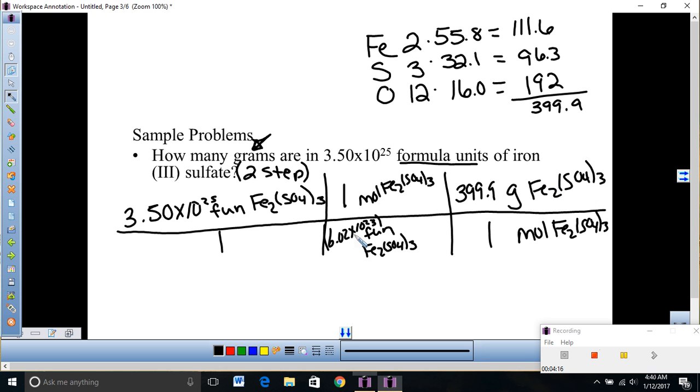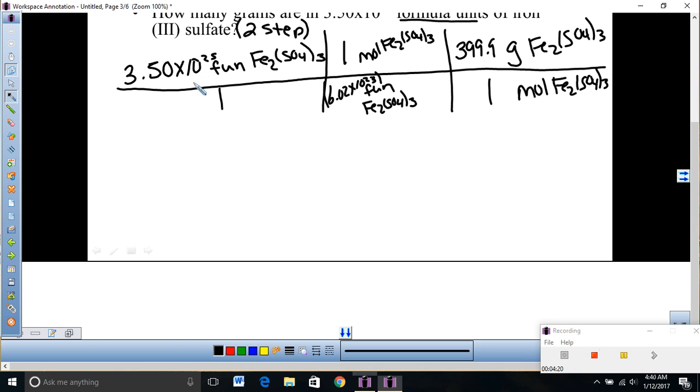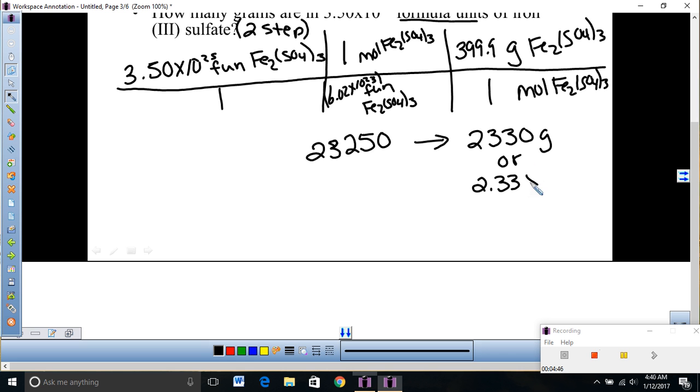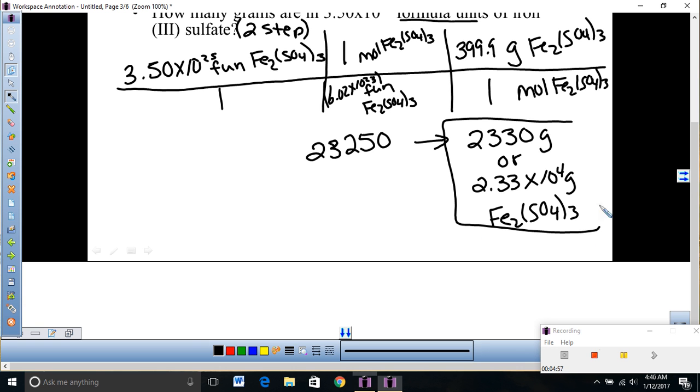Multiply across the top, divide by our bottom, multiply, multiply, divide. And your calculator is going to give you 23,250. So you can round this to significant digits to 23,300 grams, or you can do scientific notation if you prefer. It doesn't matter to me. I would like the correct amount of significant digits though. And so either one of these are good answers.